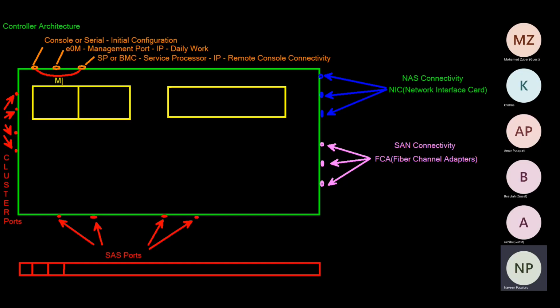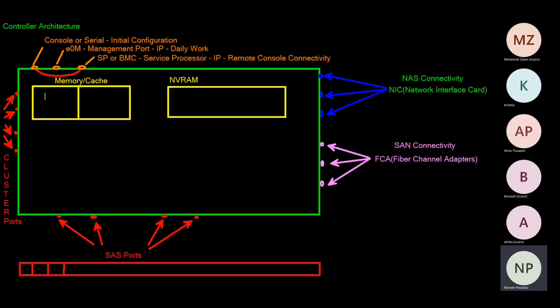You can call it by any name, memory or cache. And another component is called NVRAM. The full form is non-volatile random access memory. Basically, this memory or cache will be logically divided into two parts.